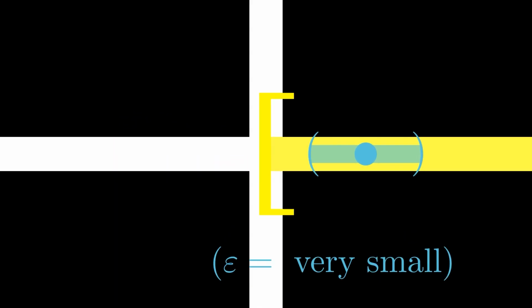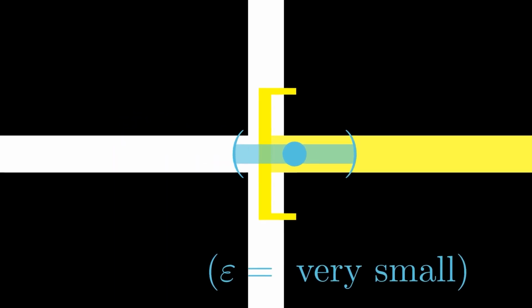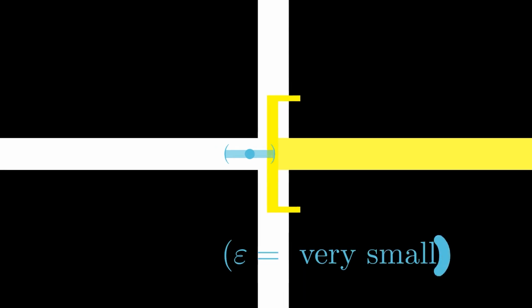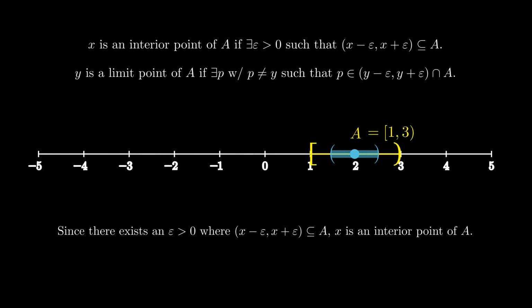Let's zoom in, and we'll see that even if we move our point all the way up until the very edge of our interval, we still have points that aren't X inside of A. So this is also a limit point. But as soon as we move X outside of our interval, we will be able to pick an epsilon where this no longer holds. Therefore, any point at all less than 1 is not a limit point. This is simply because there exists at least one epsilon where the definition doesn't hold.